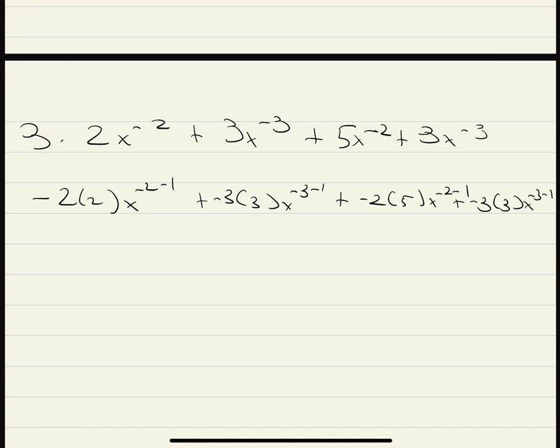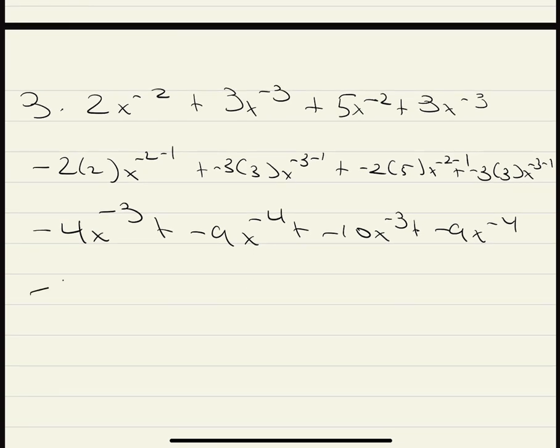Excuse me, we have negative 2 times 2, which is negative 4x. Negative 2 minus 1 is negative 3. Negative 3 times a positive 3 is negative 9x. Negative 3 minus 1 is negative 4. We have negative 2 times 5 is negative 10x to the negative 3, plus negative 9x to the negative 4. This is a fine way to write it.